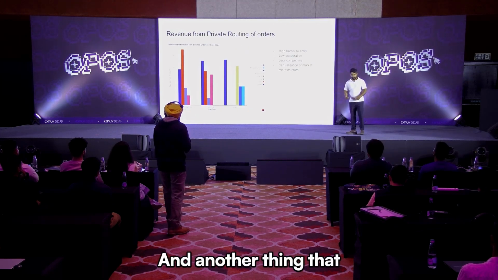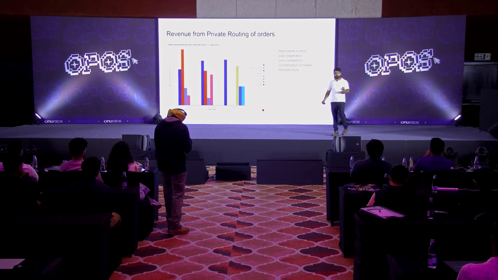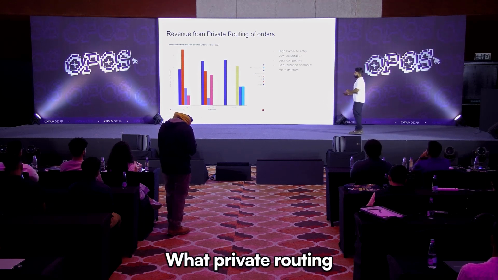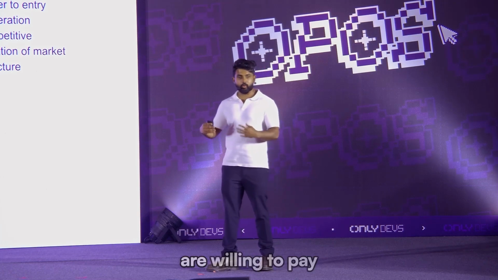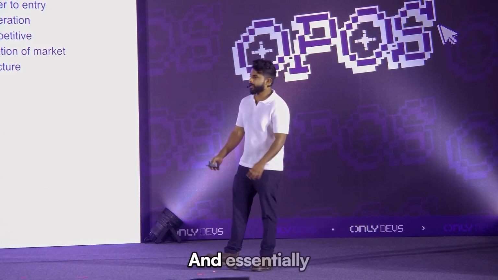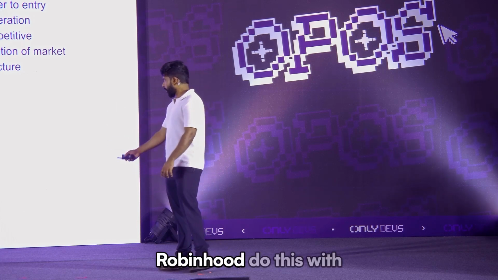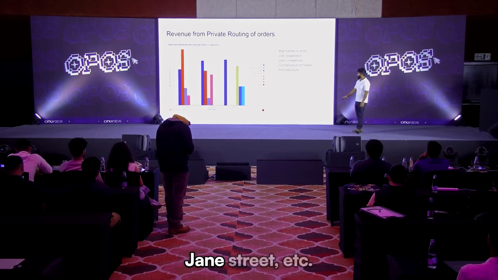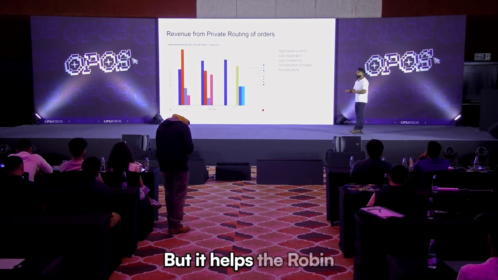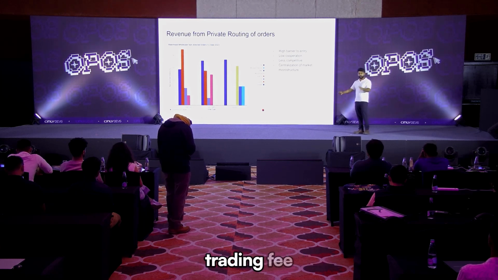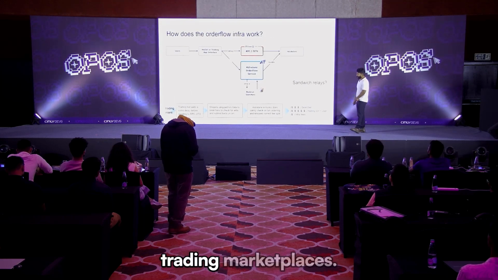And another thing that you also have to understand in Solana is that there is a huge private routing industry as well. What private routing means is basically a way to propagate order flow information to certain parties who are willing to pay for that information, and essentially the order flow source treats it as a revenue opportunity. Some of the biggest players like Robinhood do this with Citadel, Virtu, Jane Street, etc. It's very opaque. It's very tough to get access to these industries, but it helps the Robinhoods of the world provide a zero trading fee environment, which we see is a very growing trend amongst trading marketplaces.